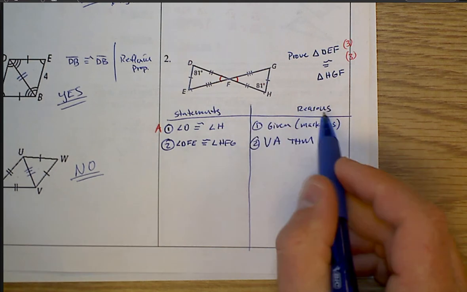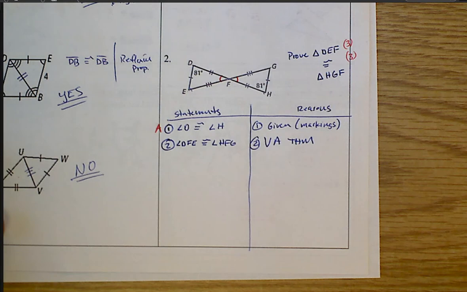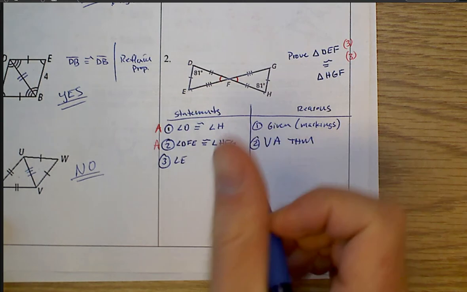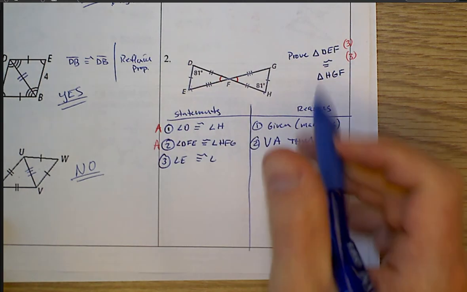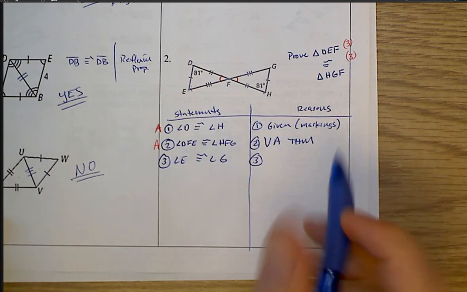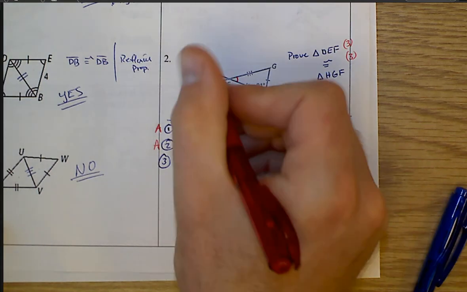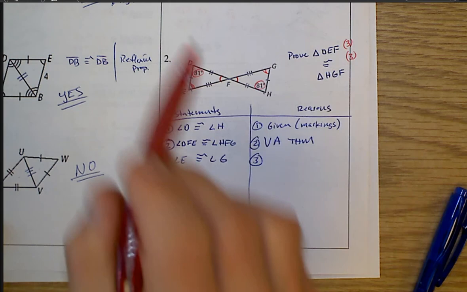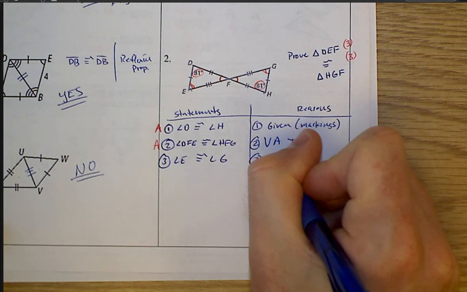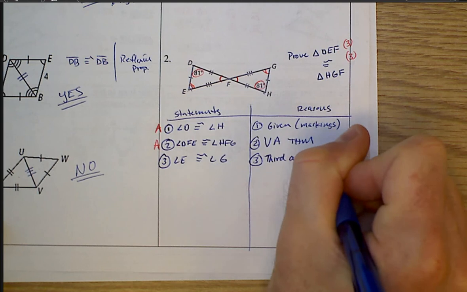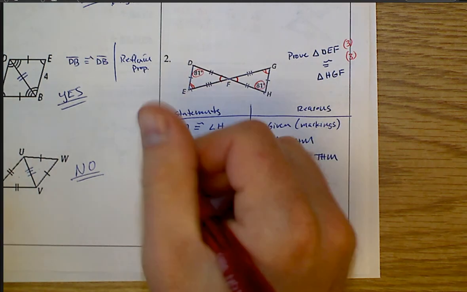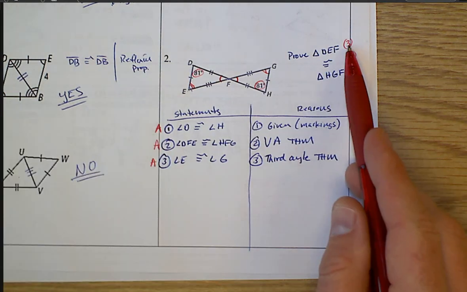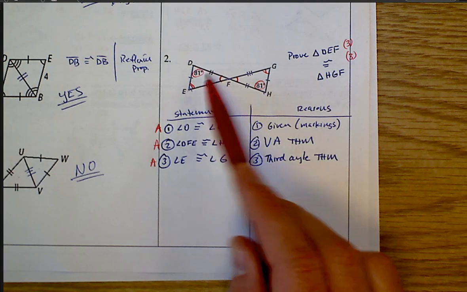Remember, reasons have to be mathematical statements. There's a second angle equal to a second angle. Now, I know angle E, which is this one here, has to be congruent to angle G. Why? What's the reason? You know that this is 81. You know this is 81. That's equal to that. So this has to be equal to this because of the third angle theorem. Okay? Now look, in my proof, I have an angle equal to an angle, angle equal to an angle, angle equal to an angle. I have showed that all three angles from this triangle are congruent to all three angles of this triangle.